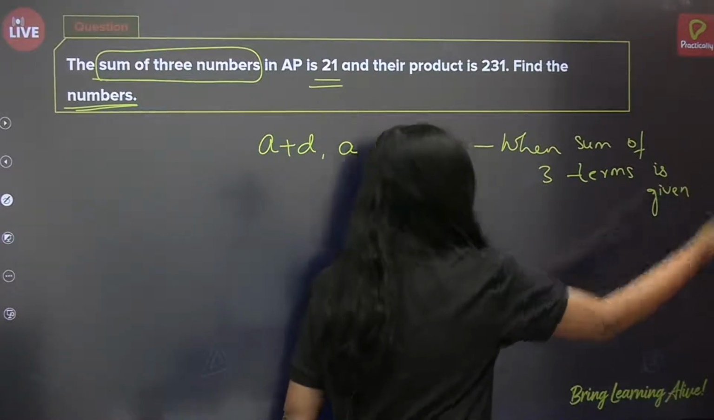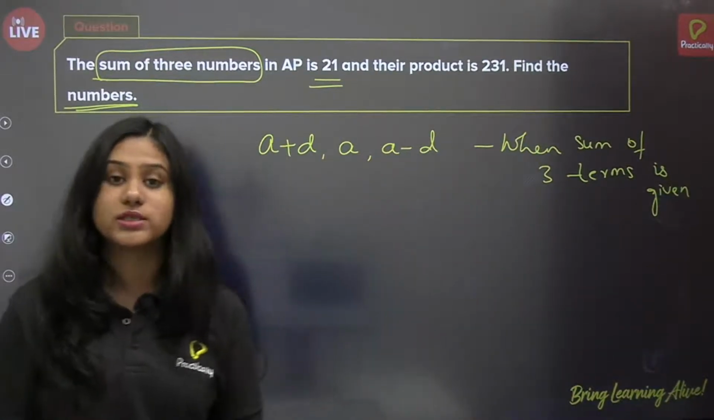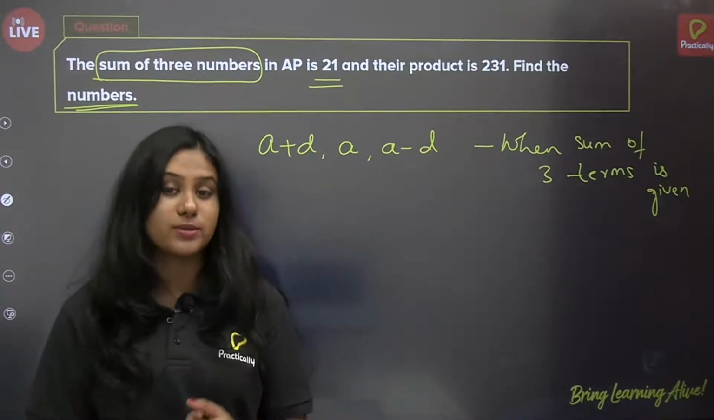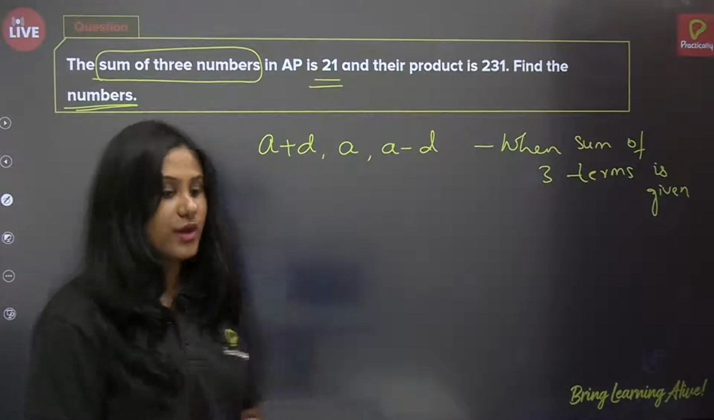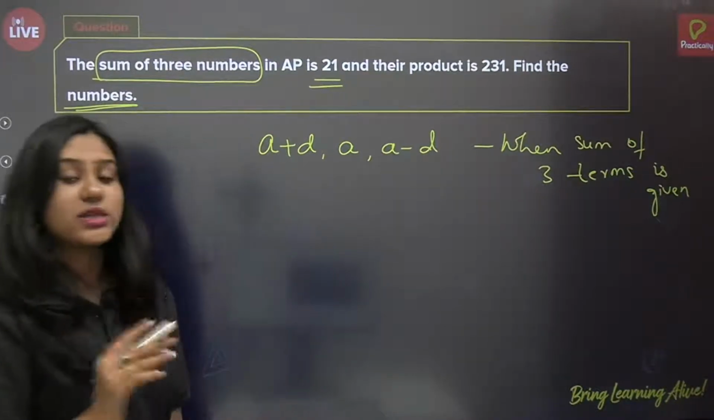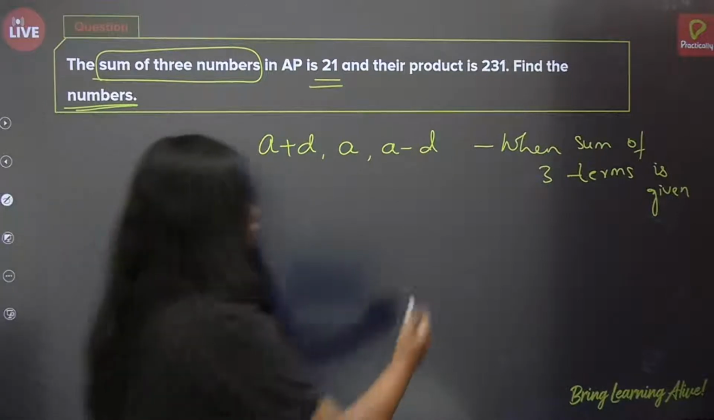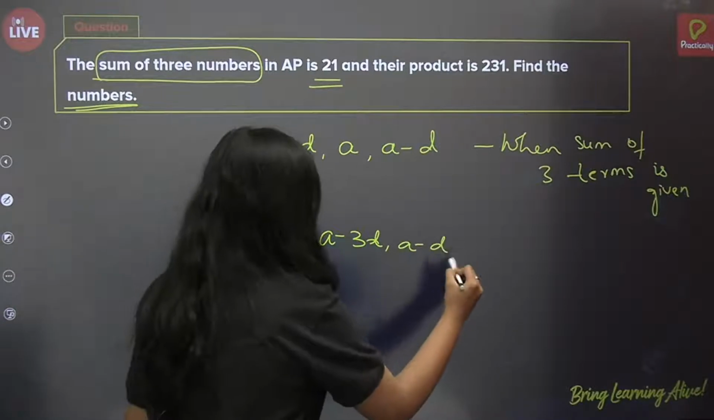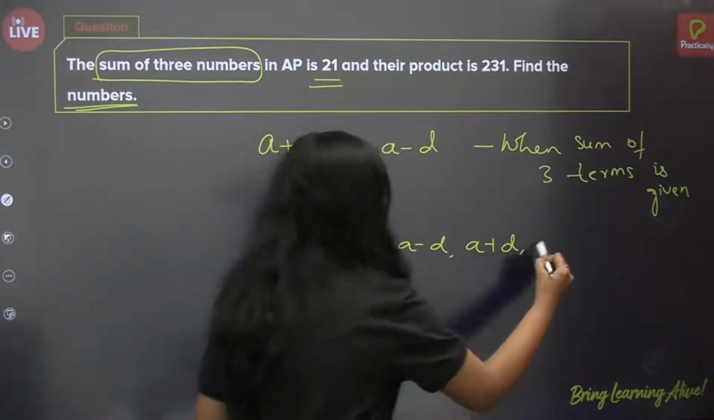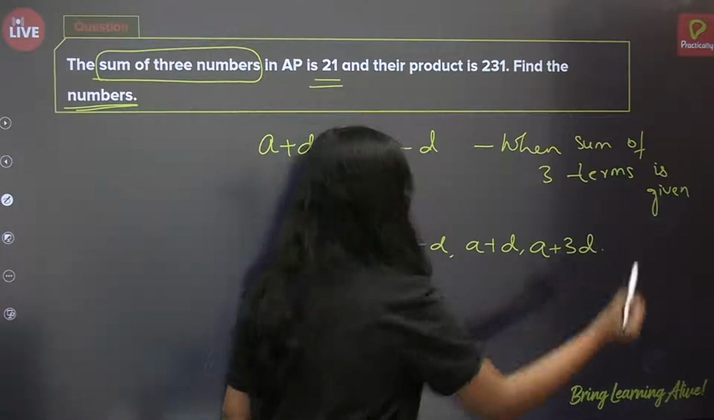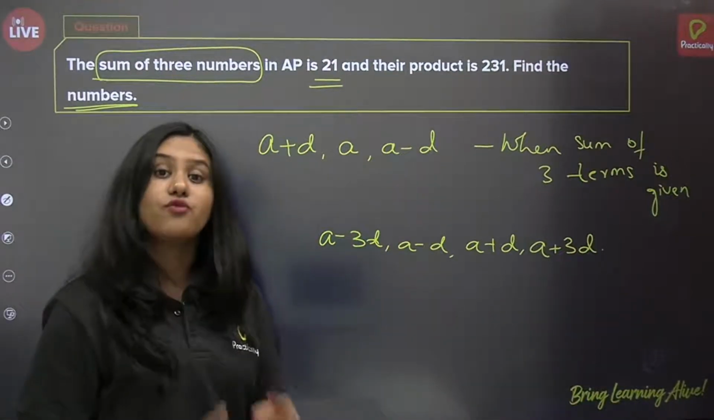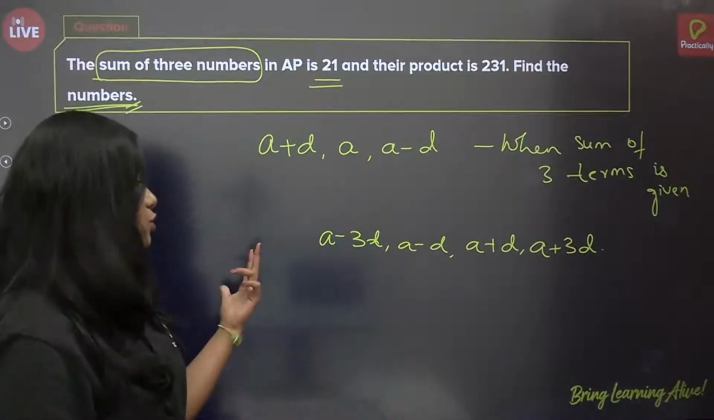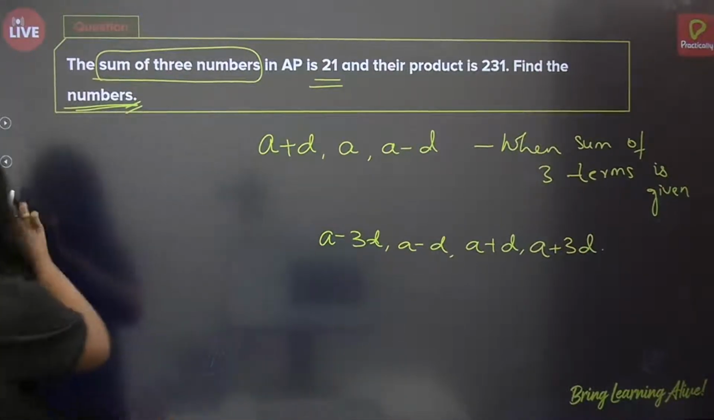All right. And what do you have to consider if the sum of four terms is given? If you have already seen the YouTube short of arithmetic progressions I've made, you must be aware of it. Let me explain to you, okay? If the sum of four terms is given, you have to take the terms to be a minus 3d, a minus d, a plus d and a plus 3d, okay? This is when the sum of four terms is given and you have to find the numbers. Alright, so let's get to the problem.